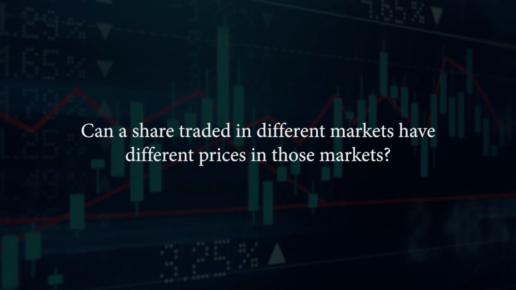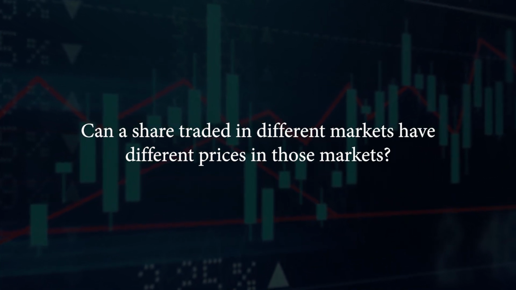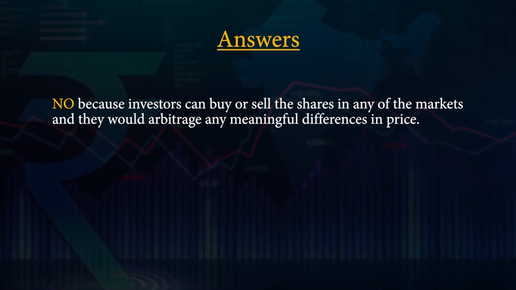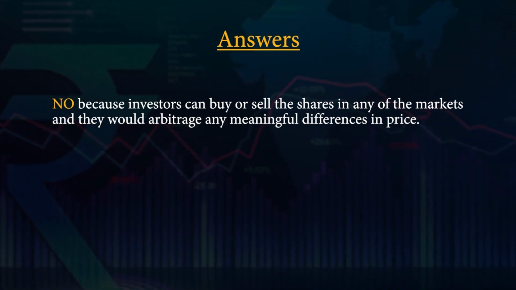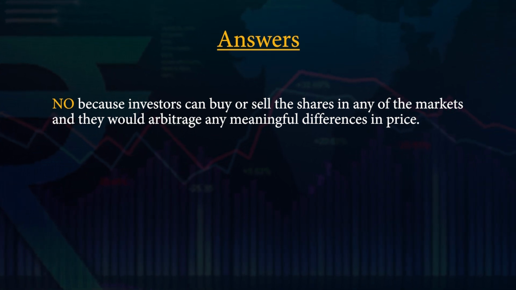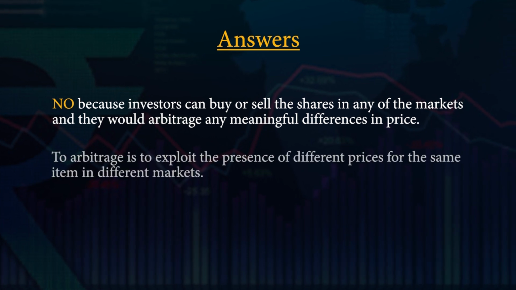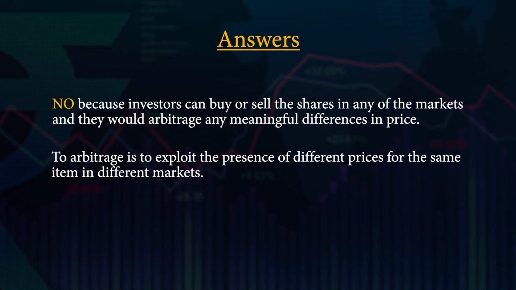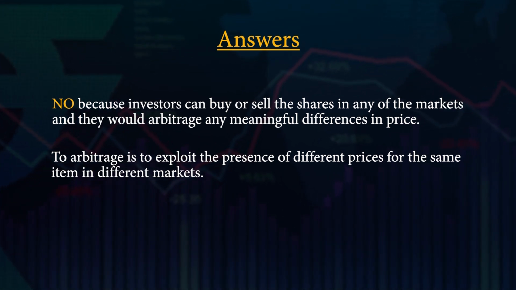Now, to answer the question, can a share traded in different markets have different prices in those markets? The answer is clearly no. Because investors can buy or sell the shares in any of the markets, and they would arbitrage any meaningful difference that the shares may have in prices. What is arbitrage? Arbitrage basically means to exploit the presence of different prices for the same item in different markets. So if the price of a stock is lower in country A than in country B, investors would buy as many shares as they want in country A and then sell the shares in country B.